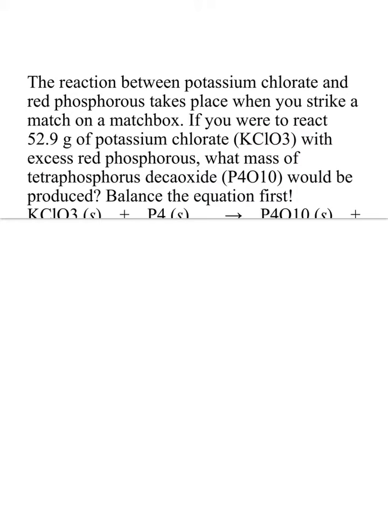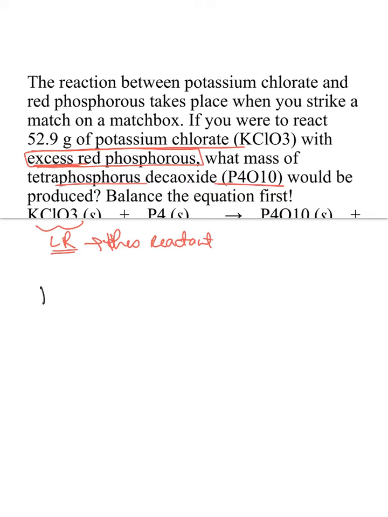Okay, this one's kind of cut off too. This reaction between potassium chlorate and red phosphorus takes place if you strike a match on the matchbox. We are reacting 52.9 grams of potassium chlorate with excess. You see that's excess? So if it says excess, then we know that the potassium chlorate is our limiting reactant. And we're going to do all of our calculations based on this reactant. So that saves us a step. What mass of P4O10 would be produced?